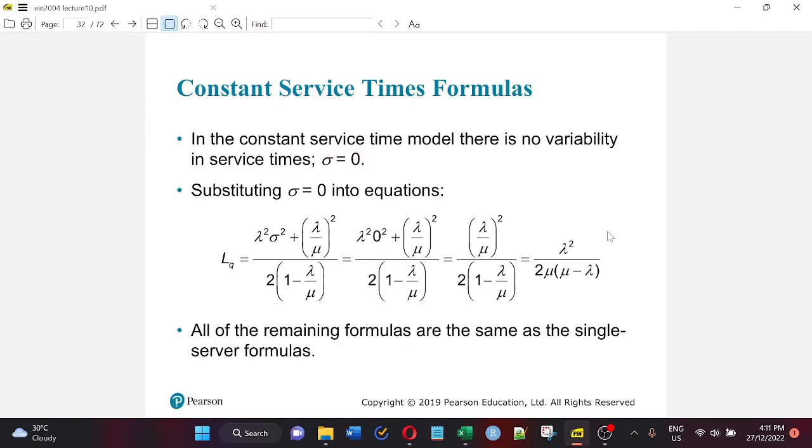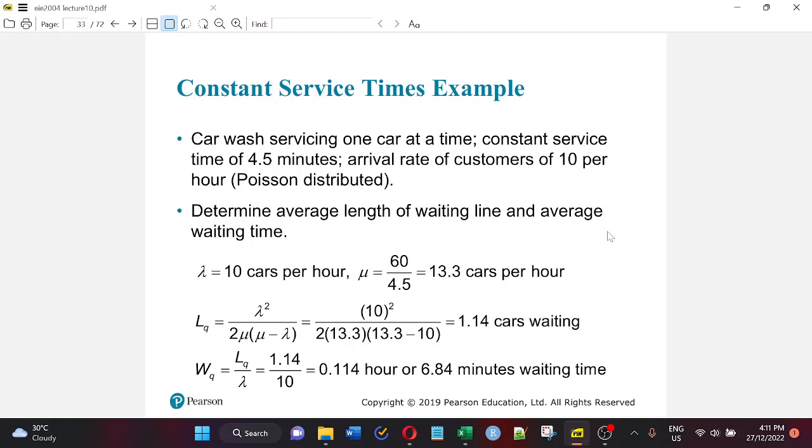So again, I just plug in all the numbers and type in the formula, make sure that you get the same. Let's look at the example for this one. The car wash servicing one car at a time with a constant service time of 4.5 minutes. See, there are 2 clues given here. Number one is that it says the service time is constant, and number 2 is that they're just giving the mean without the standard deviation or the variance. The arrival rate of the customers is 10 per hour. We want to determine the average length of the waiting line and the average waiting time.